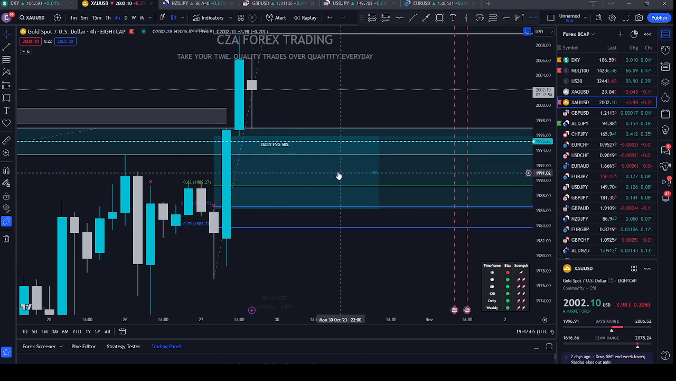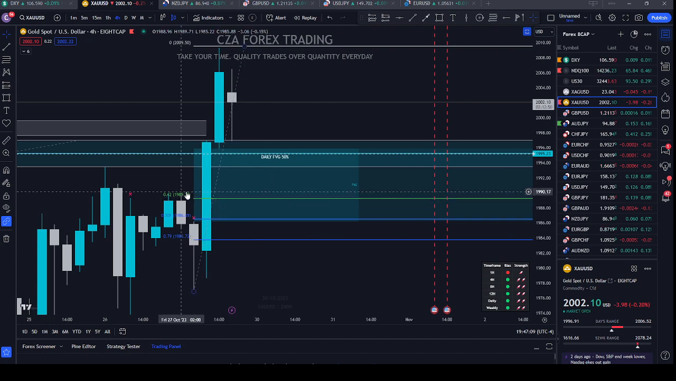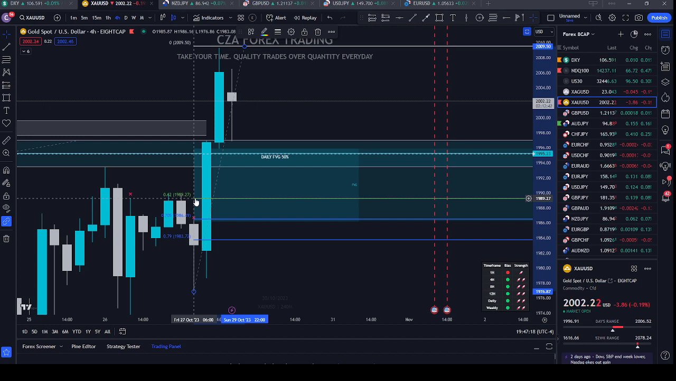So this area right over here looks pretty solid in order for us to look for entries. So identify the fibs, right? Our points are 1989.27, 1986.49, 1983.72. Honestly, there's a lot going on in this area, so I really do like it.